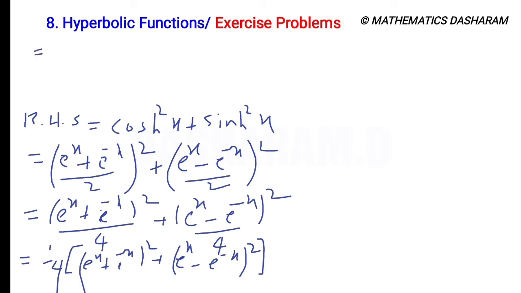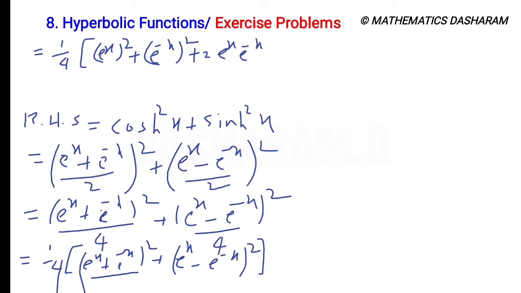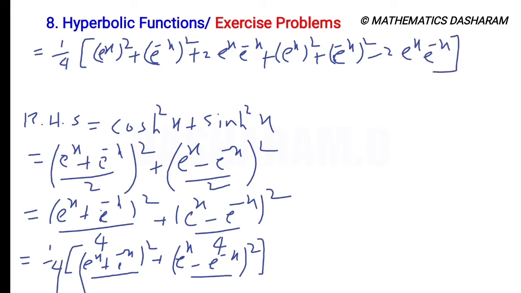So then it is equal to 1 by 4 bracket of here a plus b whole square formula. So (e to the power of x) whole square plus (e to the power of minus x) whole square plus 2ab, 2 into e to the power of x into e to the power of minus x, plus here a minus b whole square formula. So (e to the power of x) whole square plus (e to the power of minus x) whole square minus 2 into e to the power of x into e to the power of minus x.